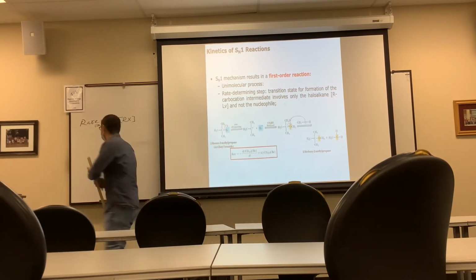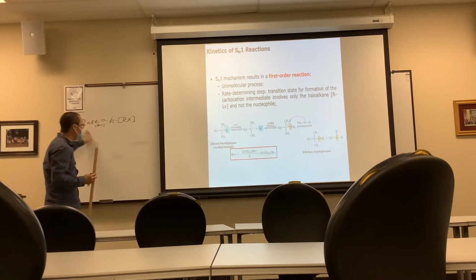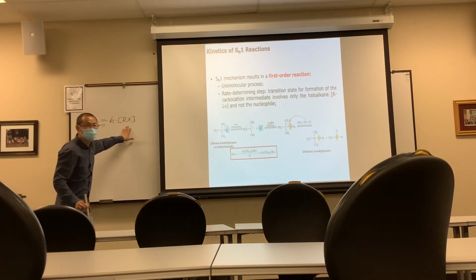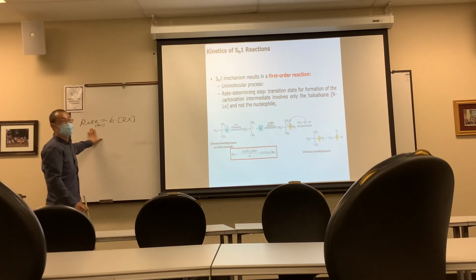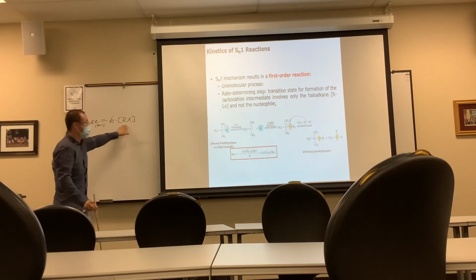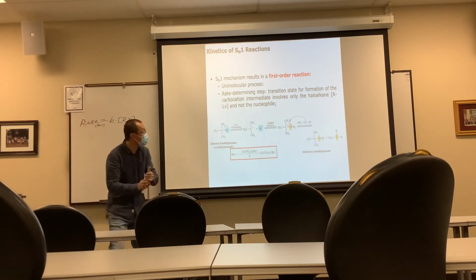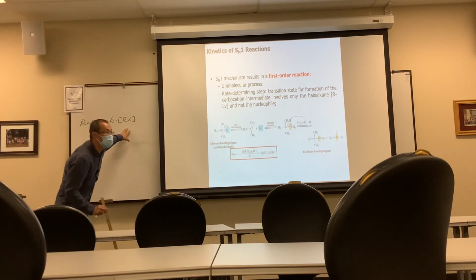So again, SN1 first order means the rate is determined by the concentration of Rx. We can say it a different way. If I double the concentration of Rx, the rate doubles. If I triple it, the rate triples. But if I change the concentration of the nucleophile, will the rate change? No, because the rate law doesn't even have the nucleophile. Does it make sense, guys?